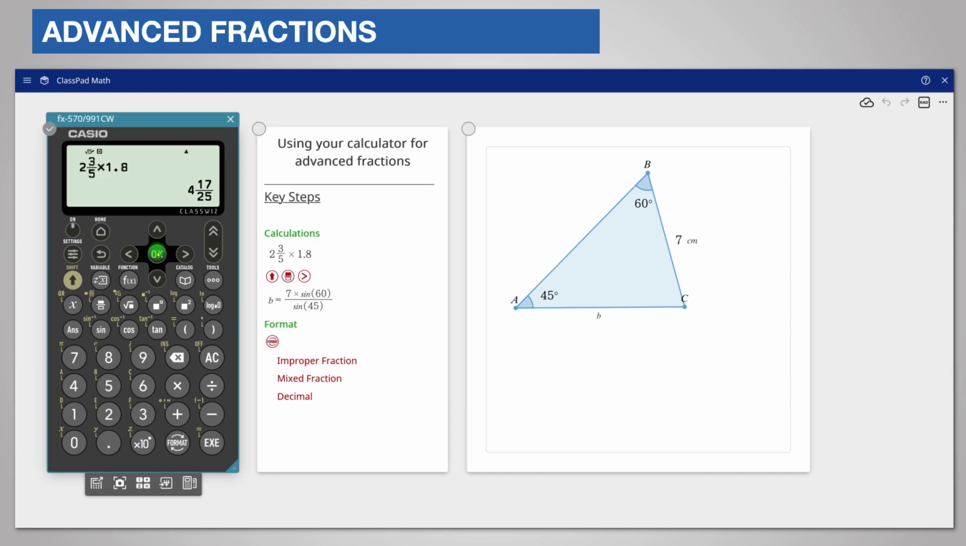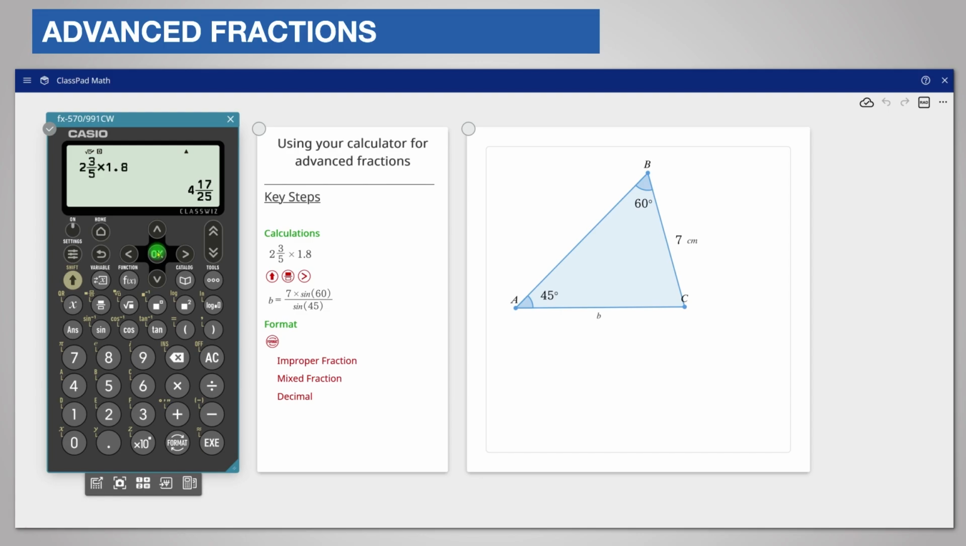The calculator allows you to input more advanced functions in a single fraction without the need to carry out separate calculations. This ensures you will not make any rounding mistakes or typing errors. On the screen, you can see a triangle with two angles and a side given. Using the sine rule, the length of side B is given by the fraction calculation B is equal to 7 times sine 60 degrees all over sine 45 degrees.